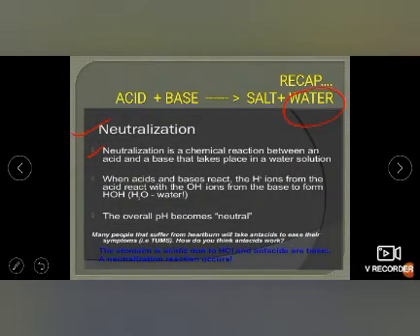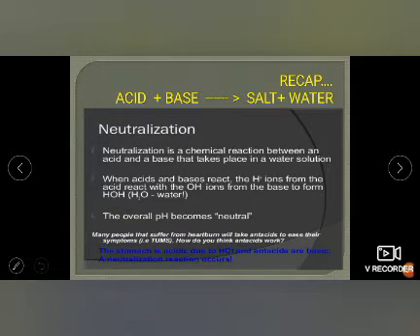So try to understand the definition of neutralization. A neutralization reaction is a chemical reaction between an acid and a base that takes place in water solution. When acid and base react, the hydrogen ion from the acid reacts with the hydroxide ion from the base and forms H2O, water. All reactions in which water forms as an end product are known as neutralization reactions. You need to learn this definition because this question can be asked in your exam, and the overall pH becomes neutral in that case.